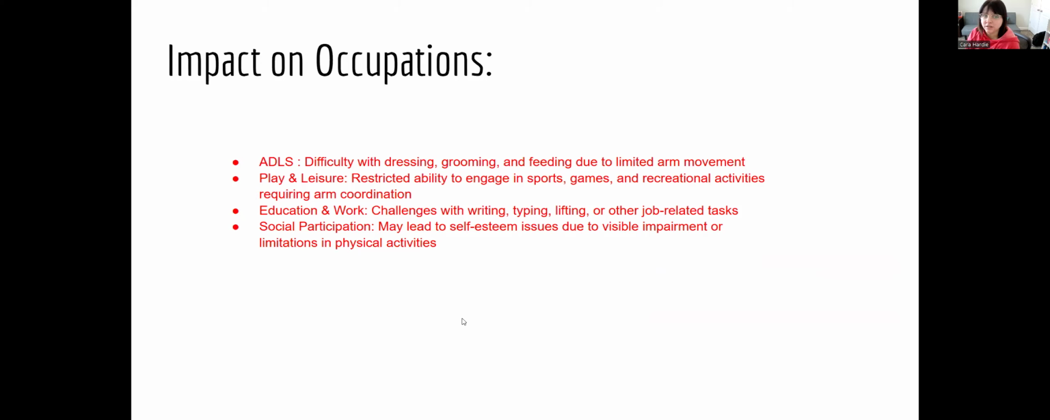So impact on occupations. For our ADLs, we're going to have difficulty with dressing, grooming, and feeding due to limited arm movement. With play and leisure, we're going to have restricted ability to engage in sports, games, and recreational activities requiring arm coordination. For education and work, we're going to have challenges with writing, typing, lifting, or other job-related tasks. For social participation, it might lead to self-esteem issues due to visible impairment or limitations to physical activities. I also wanted to add into social participation, you might have difficulties with children leaving you out or bullying you due to that visual birth effect.